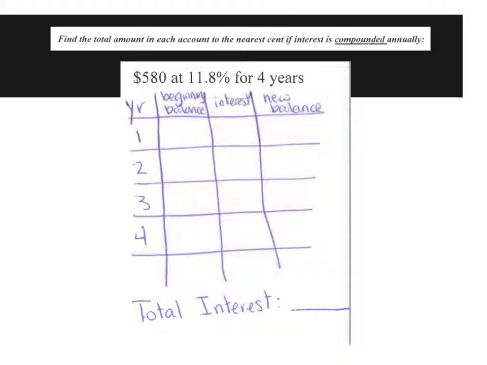We have a balance of $580 at 11.8% for 4 years. So you're going to fill out your table, and then you're going to find your ending balance at 4 years and your total interest. Remember, to find your interest, you multiply by your percent. So we're going to multiply 11.8% or 0.118. And then you're going to add your beginning balance and your interest together to find your new balance. Your new balance at the end of year 1 becomes your beginning balance for year 2.